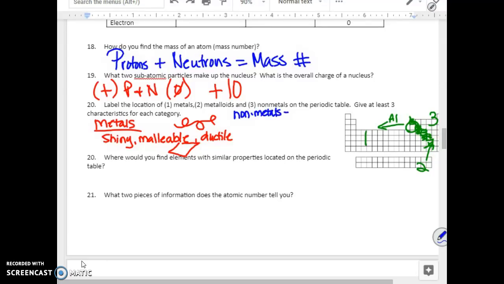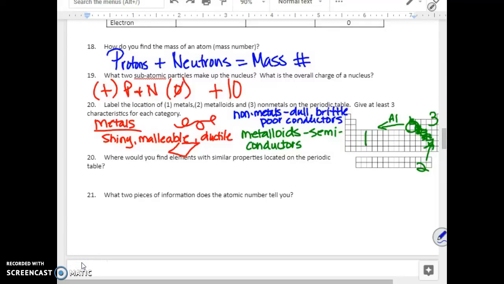For nonmetals, it is not shiny but dull. It is not malleable or ductile. They are brittle. And these are considered poor conductors or insulators, poor conductors of heat and electricity. And then there are our metalloids. For our metalloids, really the main thing here, these are semiconductors, meaning they will conduct heat and electricity sometimes, just not all the time.